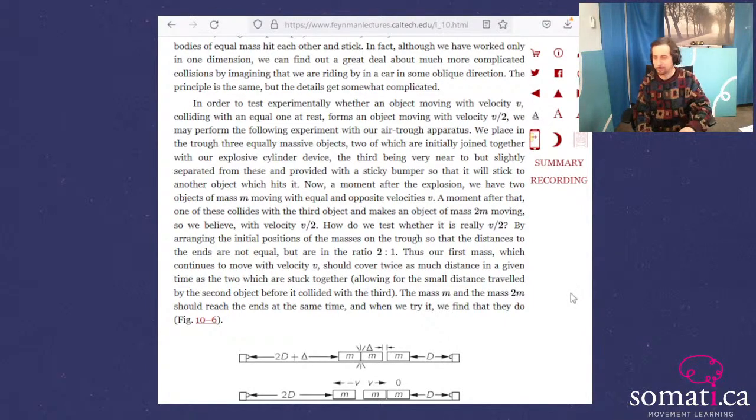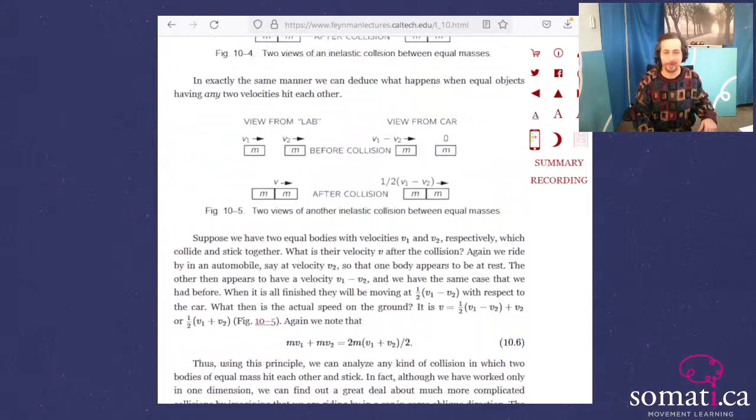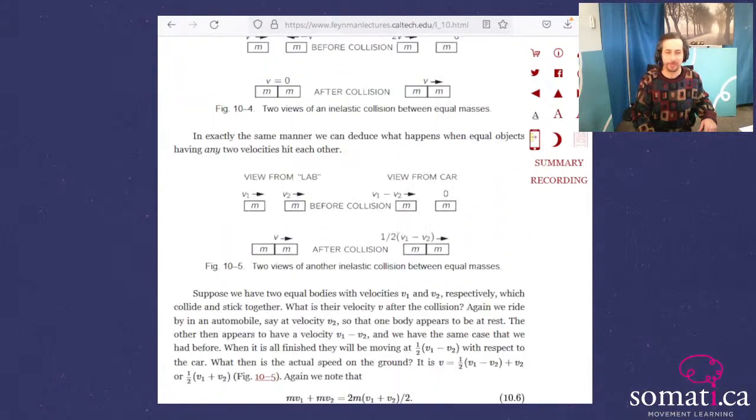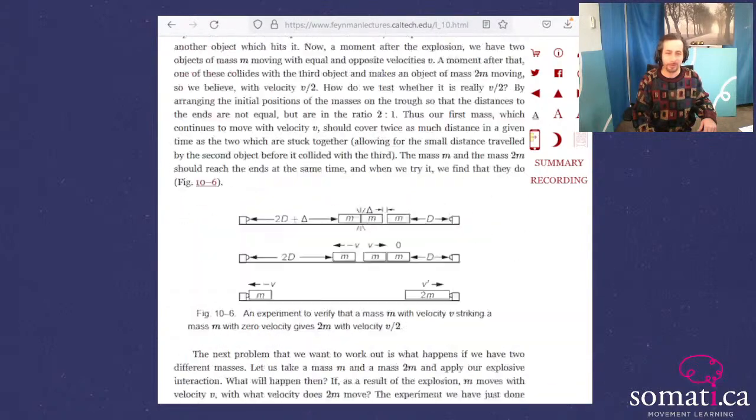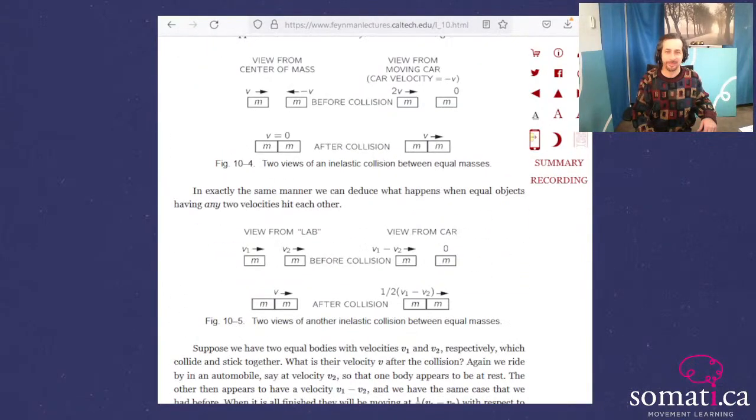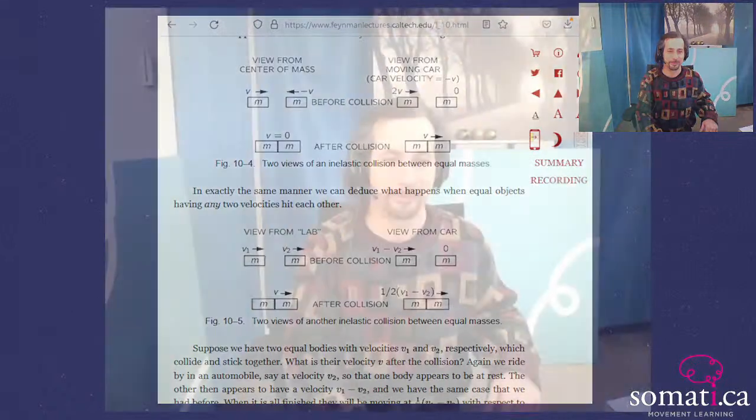Yeah, I'm getting cooked. I think I'm gonna call it for the day. So, trying to make sense of momentum using all these air trough experiments, following Feynman's actual train of thought. A little sleepy.